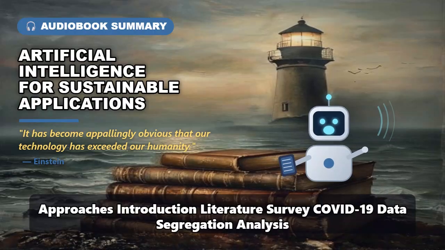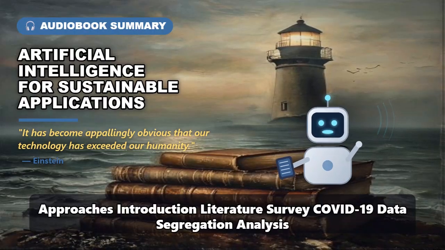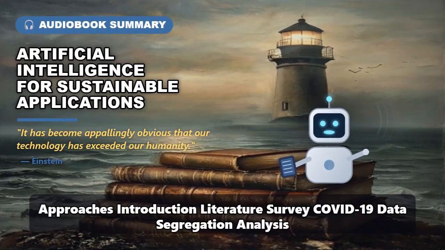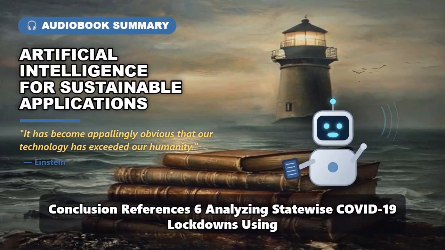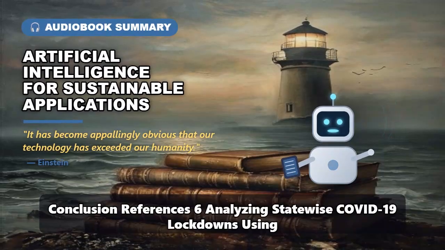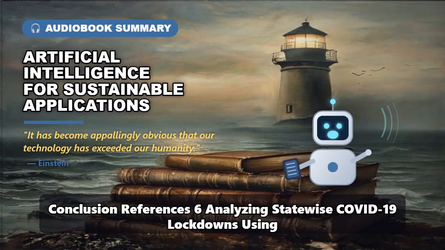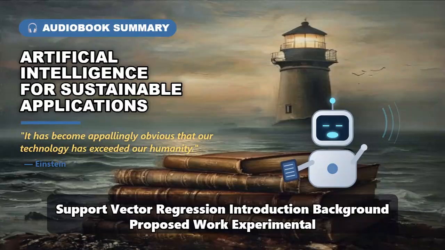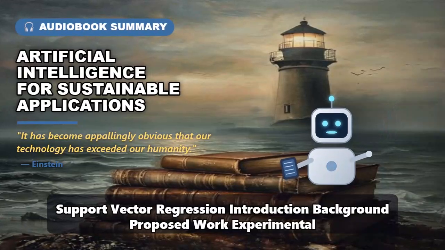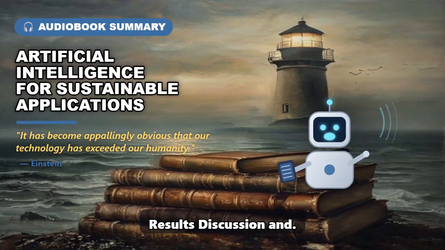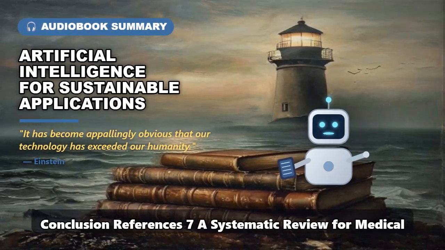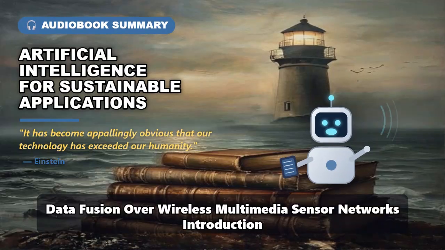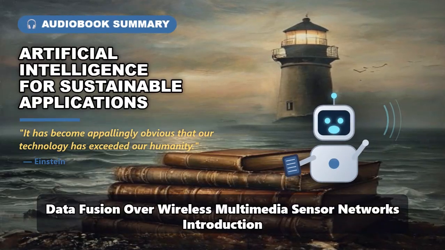Introduction. Literature survey: COVID-19 data segregation analysis using the trend check approaches. Results and discussion. Conclusion. References: 6. Analyzing statewise COVID-19 lockdowns using support vector regression. Introduction. Background, proposed work. Experimental results. Discussion and conclusion. References: 7. A systematic review for medical data fusion over wireless multimedia sensor networks.